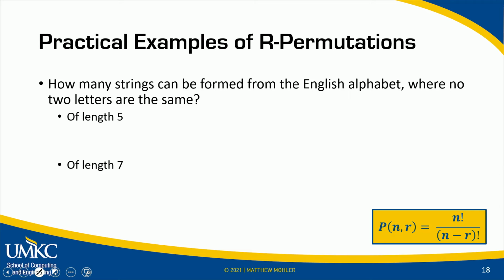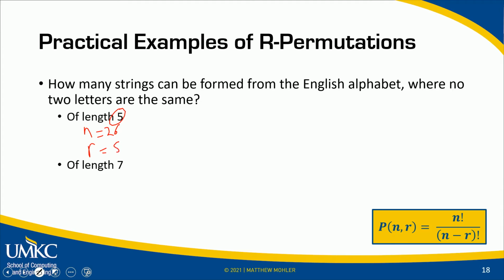Well, first, let's establish what our N and our R are in this specific problem. So because it's the English alphabet, N is equal to 26, the number of letters in the English alphabet. And R is equal to the number of elements that we are selecting from that set. In this case, it is 5.